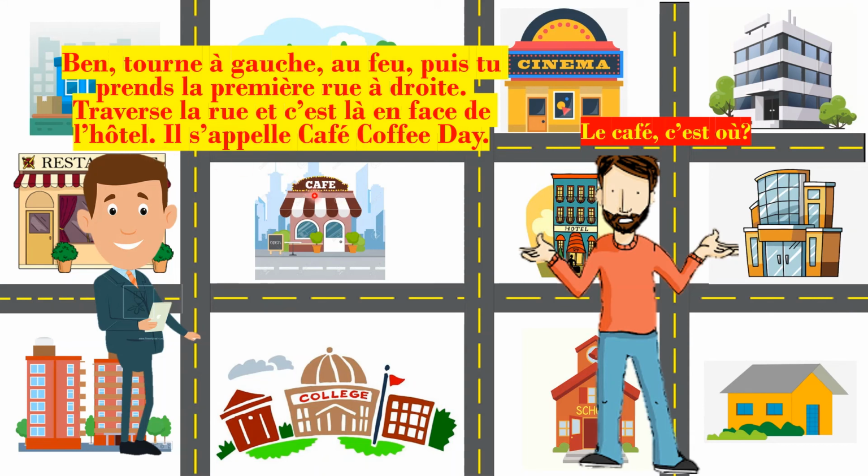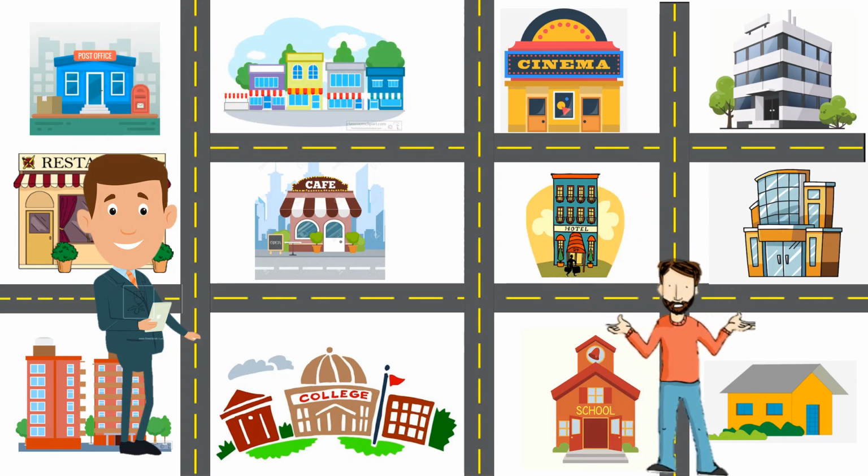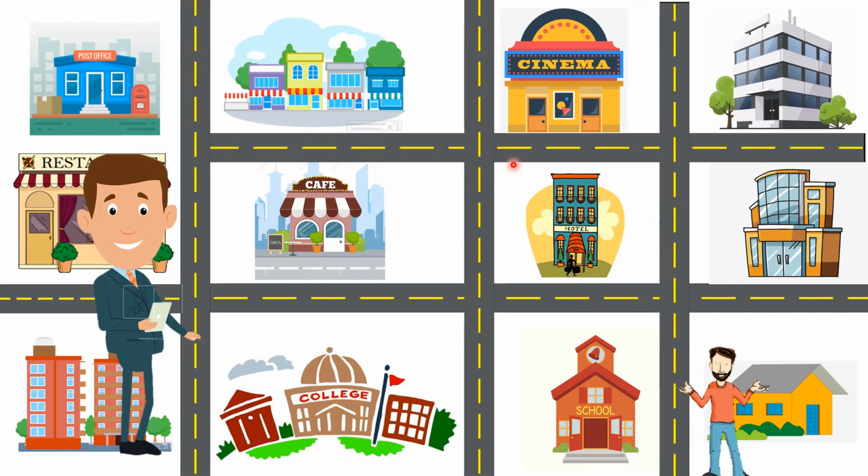Okay, so as you can see, the cafe is opposite the hotel. Il s'appelle Café Coffee Day. The name of the coffee shop is Café Coffee Day. It is called Café Coffee Day. Okay. So now trace the route of Alain as he goes to the coffee shop from this point.